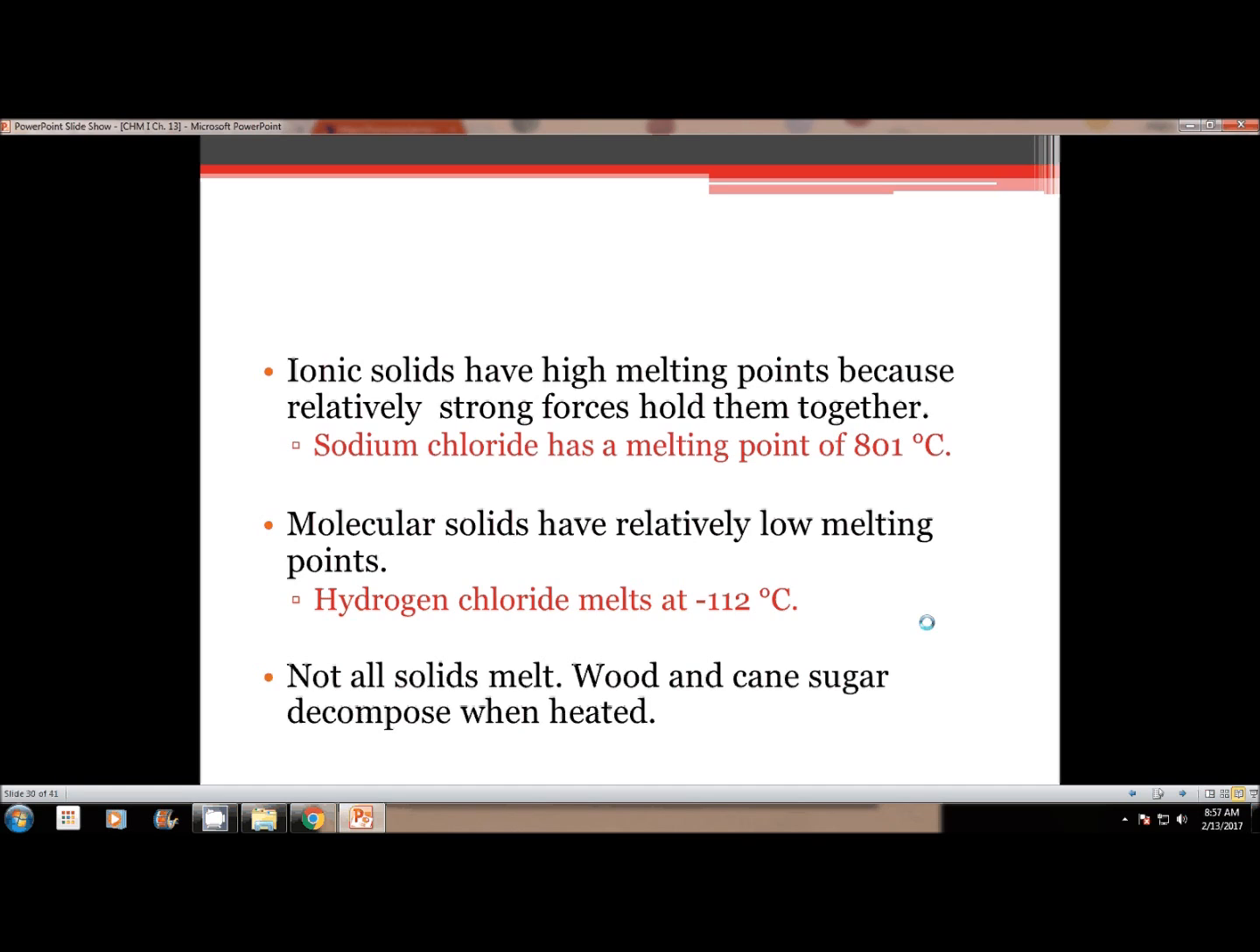Not all solids melt. Wood and cane sugar actually decompose when heated instead of melting. If we wanted to actually melt them, we'd have to have a certain specific temperature and pressure, and normally we don't do that. Like when you're having a campfire, it's just whatever the pressure is outside that day.